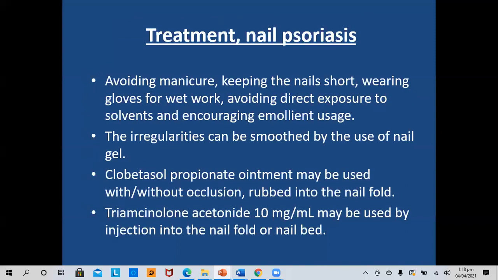Treatment of nail psoriasis. Avoiding manicure, keeping the nails short, wearing gloves for wet work, avoiding direct exposure to solvents, and encouraging emollient use. The irregularities on the nail plate can be smoothened by use of nail gels. Clobetasol propionate ointment may be used with or without occlusion and rubbed into the nail folds. Triamcinolone acetonide 10 mg per ml may be used by injection into the nail fold or the nail bed.